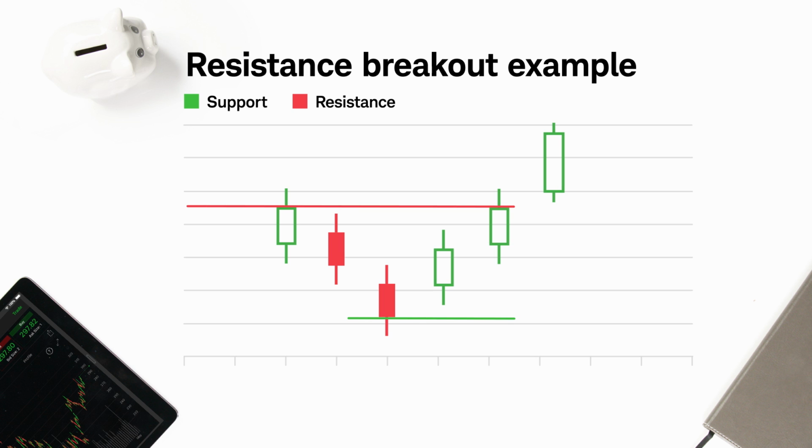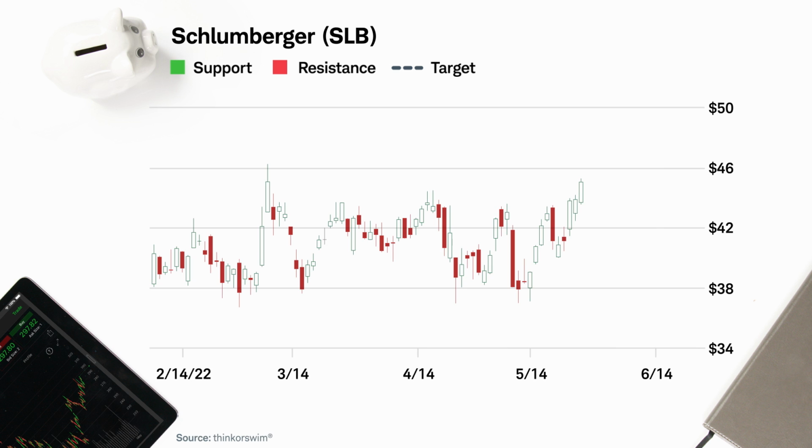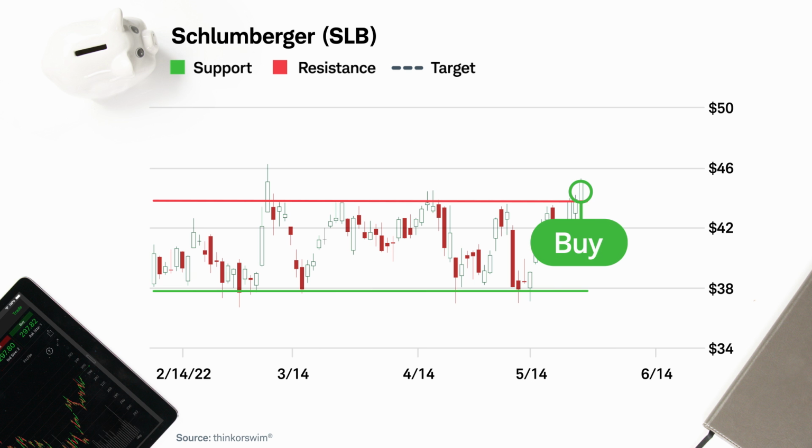Another signal is a breakout, which occurs when the price moves past a support or resistance line. A trader would set a target by measuring the previous distance between the support and resistance lines, then adding that range to resistance for bullish trades or subtracting it from support for bearish ones. Let's look at another example. Schlumberger was trading between $38 and $44 when the stock broke above resistance, a breakout signaling a potential entry. The range between support and resistance was about $6, which, if added to resistance, would show a target at $50.